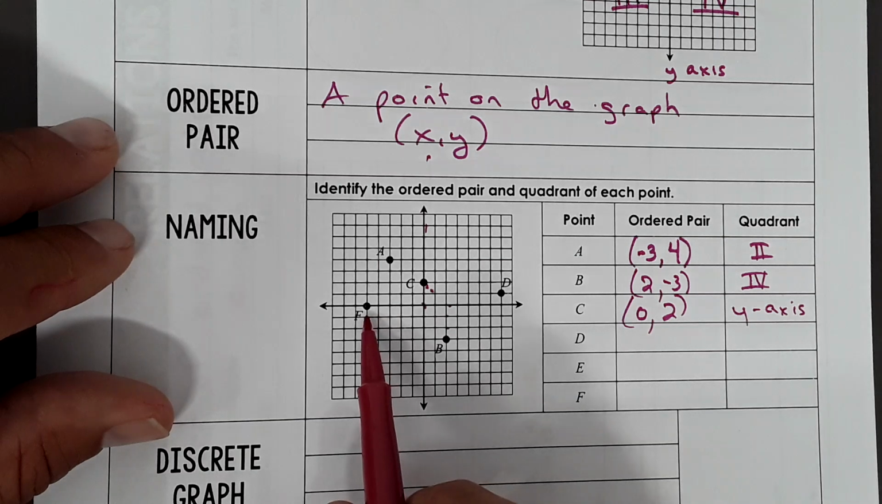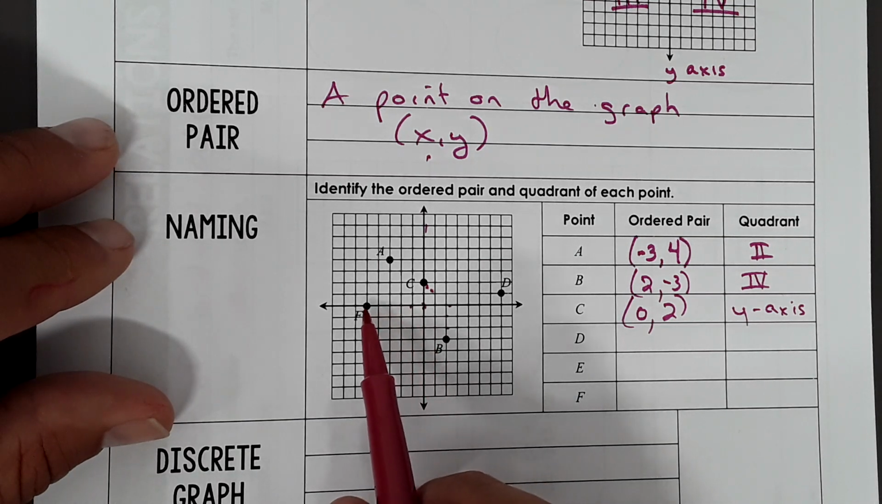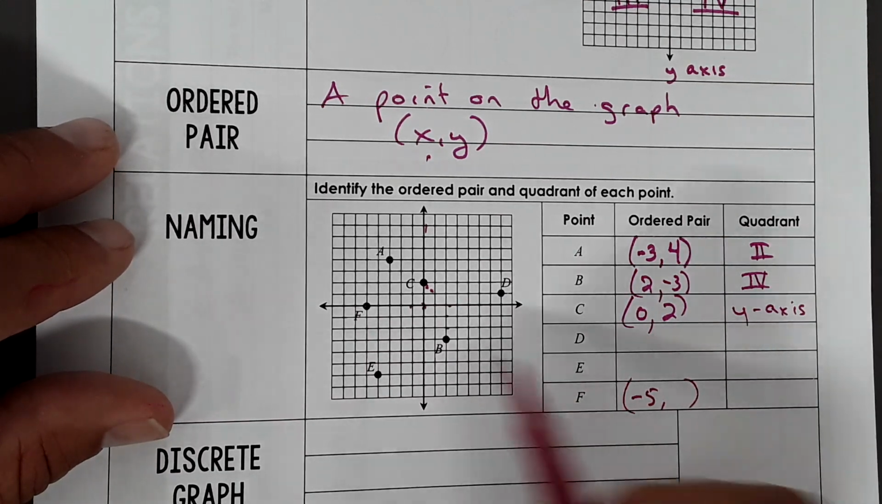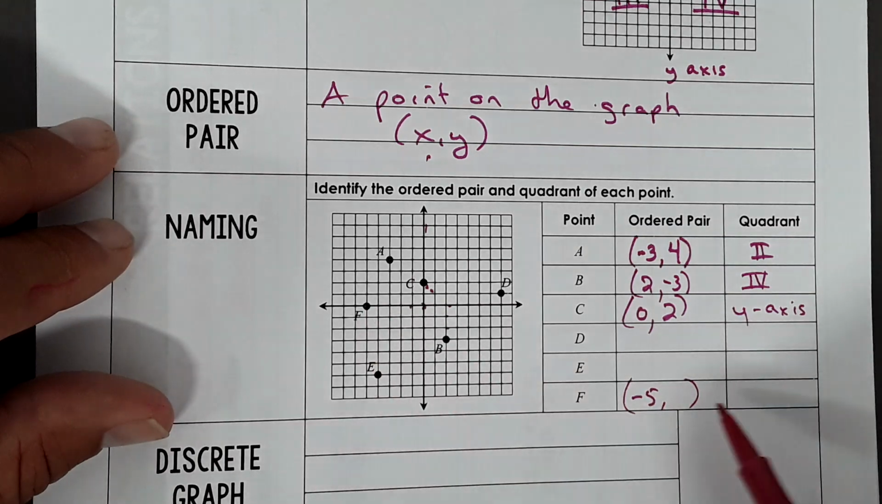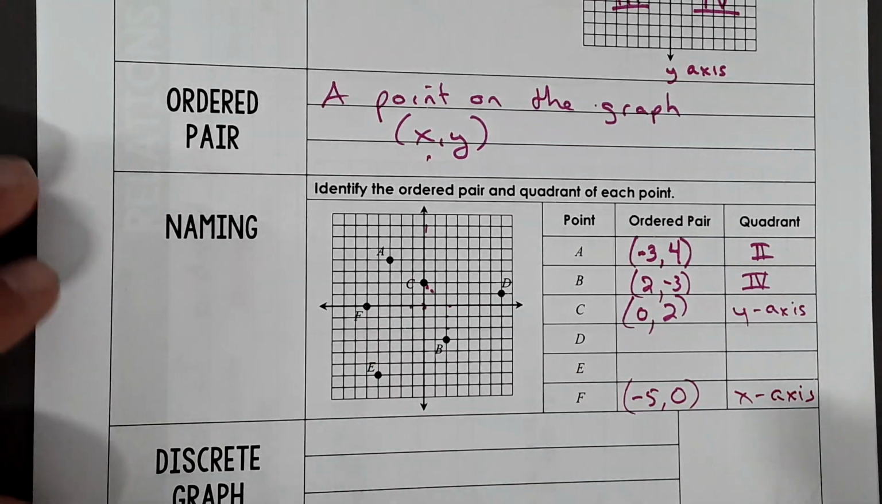Point F, I'm going to skip down to point F. From the origin, I have to go 1, 2, 3, 4, 5 in the negative direction. And I'm on it. I don't have to go up or down at all. And that one is on the x-axis.